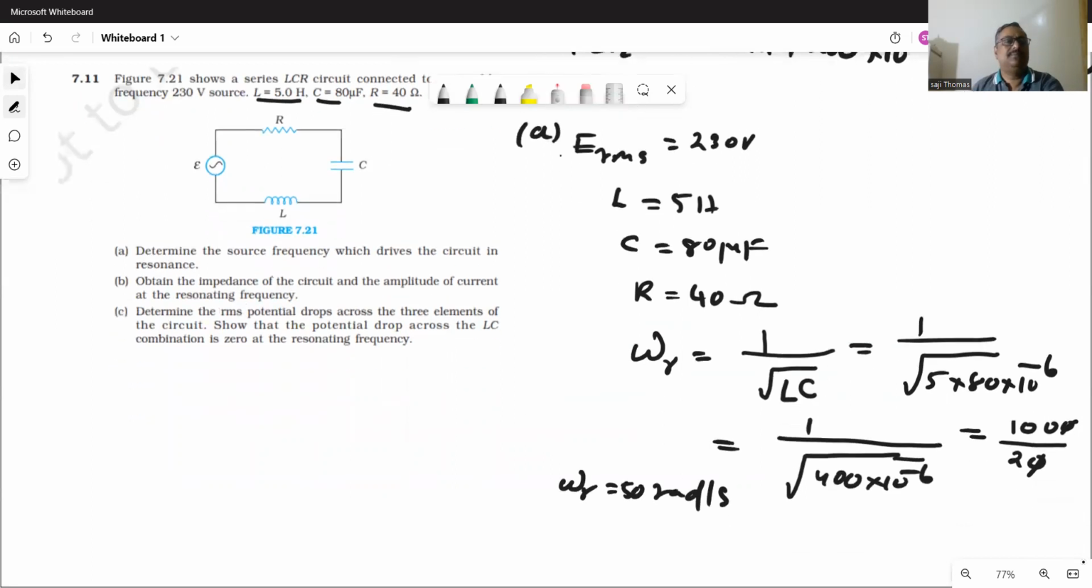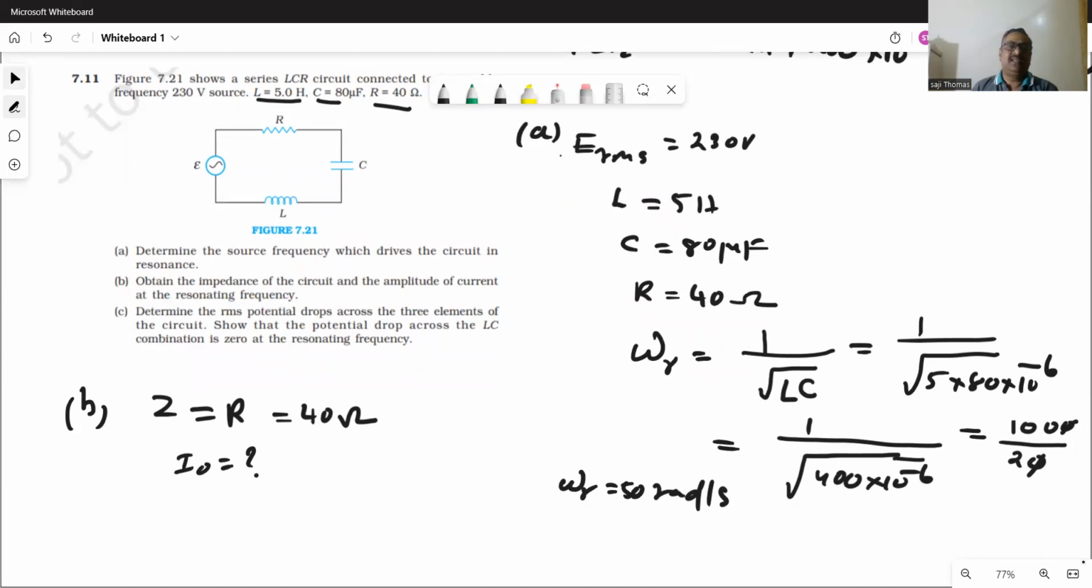Then the second part of the question: obtain the impedance of the circuit and amplitude of the current at resonant frequency. You know, at resonance, impedance is equal to ohmic resistance. So impedance will be same as R. What is R given? 40 ohm. Now you have to find the amplitude of current. What is amplitude of current? That is the maximum current or peak current. You have to find I0.